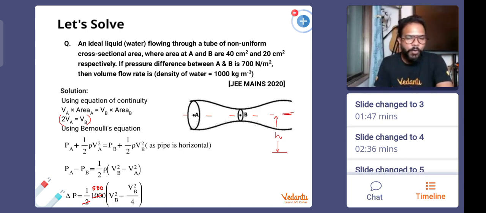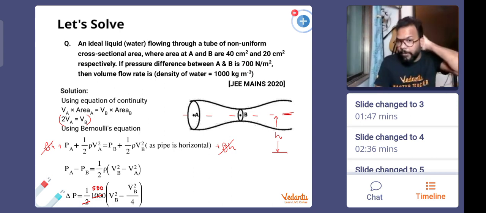So PA plus half rho VA square plus rho GH. If I want to write down rho GH, we can, but what will happen? It is going to get cancelled because both the points A and B are at the same horizontal level. So PA plus half rho VA square equals PB plus half rho VB square, right? And PA minus PB is given to us, so the pressure difference between A and B is given here.